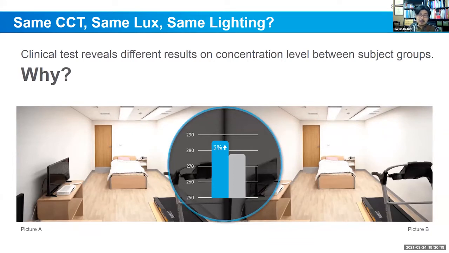So in fact, this is the lighting experience room where we performed an extensive clinical test. We compared the participants' concentration level by giving them a standardized concentration level test, which is called the D2 test. The result turned out that subjects under the lighting condition on the left-hand side scored 3% higher compared to the situation where they were spending time on the right-hand side lighting condition.